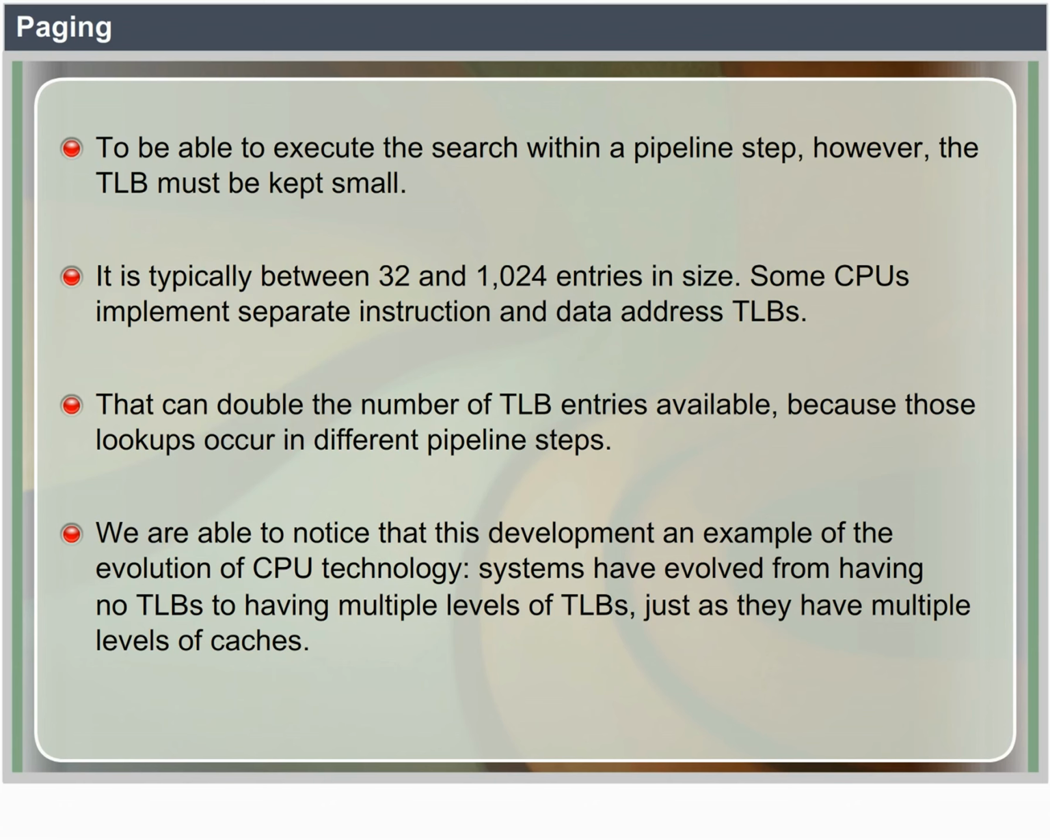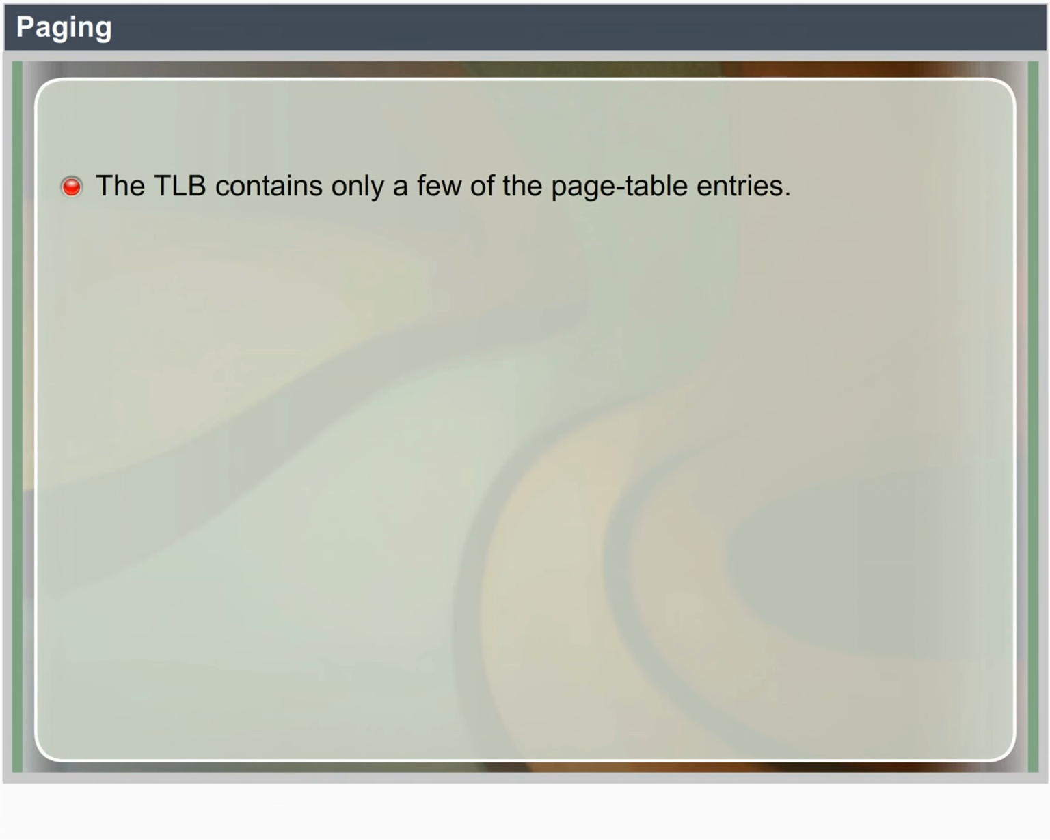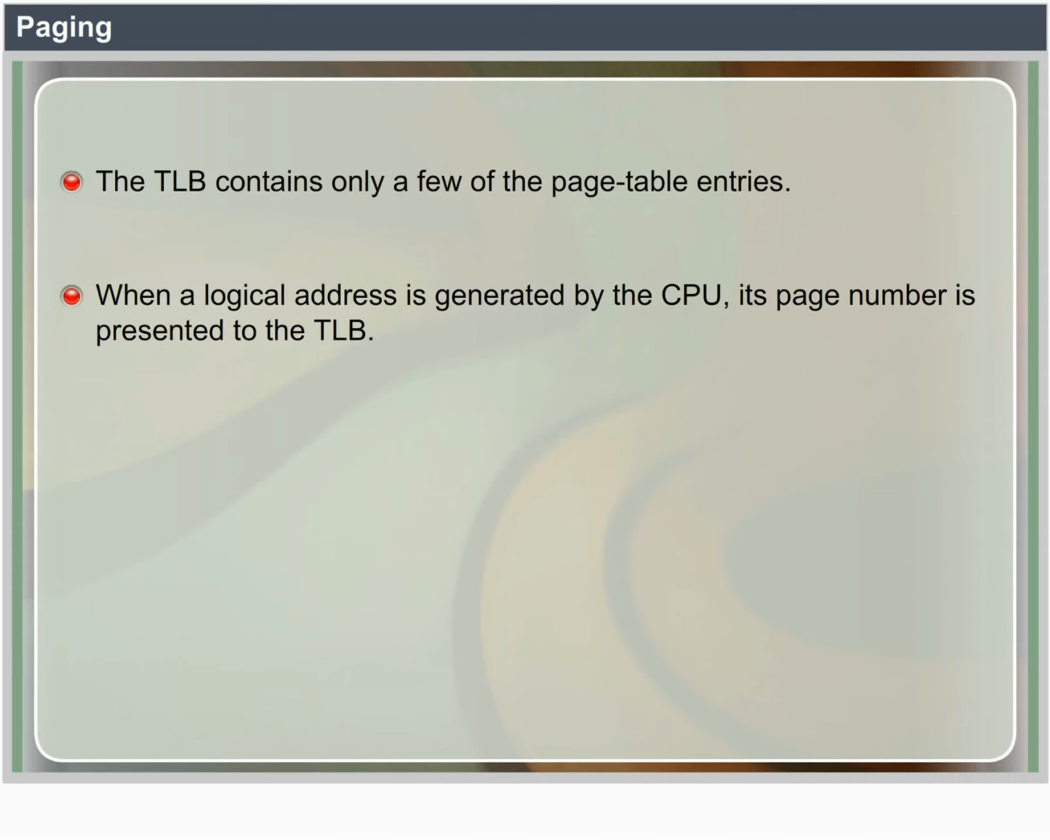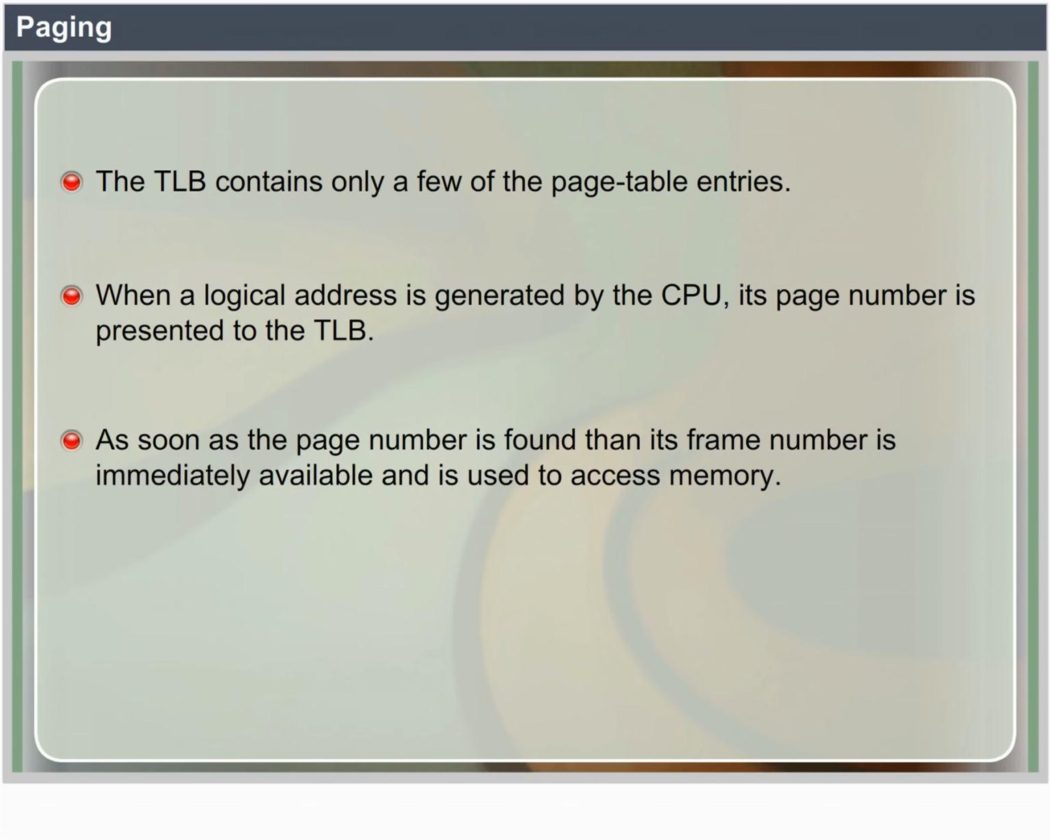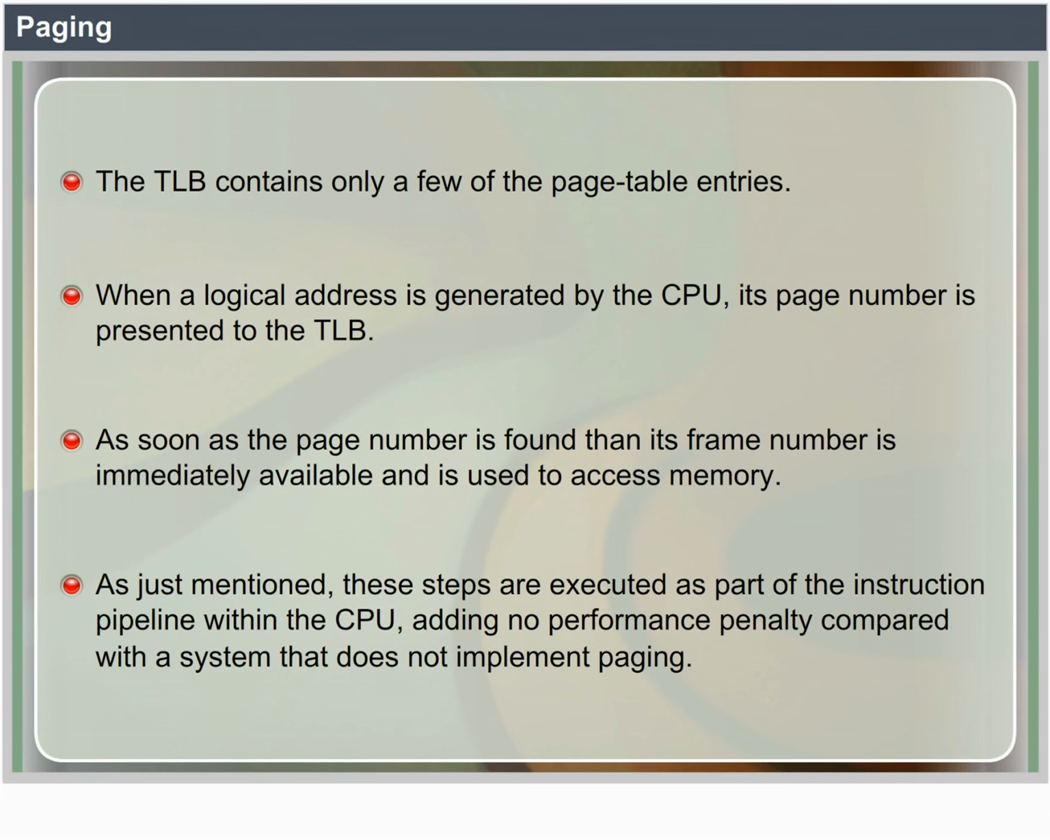The TLB is used with page tables in the following way. The TLB contains only a few of the page table entries. When a logical address is generated by the CPU, its page number is presented to the TLB. If the page number is found, its frame number is immediately available and is used to access memory. As just mentioned, these steps are executed as part of the instruction pipeline within the CPU, adding no performance penalty compared with a system that does not implement paging.